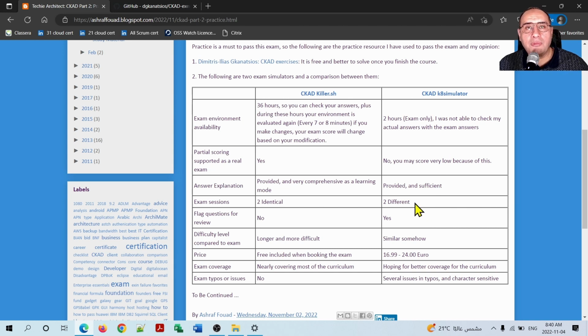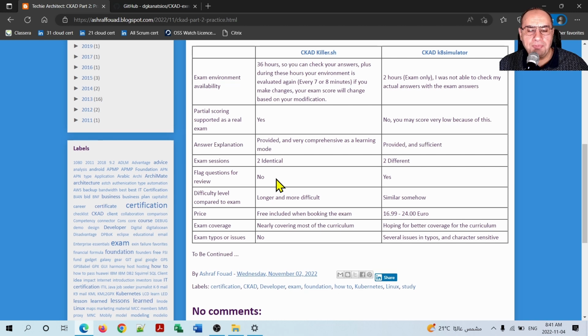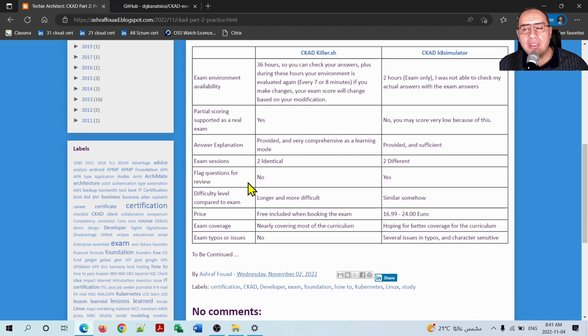Here, which is very good from the Kubernetes emulators, they are providing 2 sessions which are actually different. Killer did not have any option to flag questions for review as in the real exam, while in the emulator it was provided. Actually, for Killer, they provide, I think, 22 questions, and 2 hours is very little time. That's why I did not find that flagging a question would make sense.